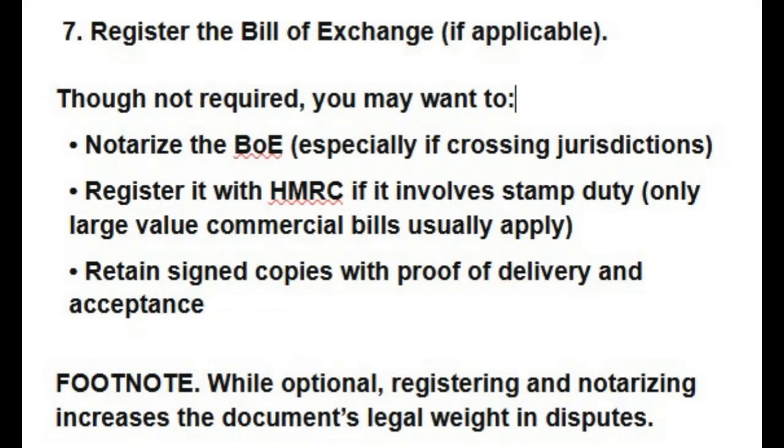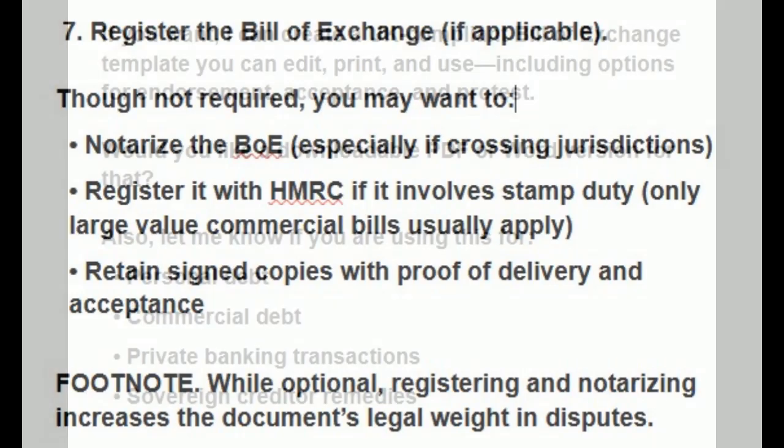7. Register the bill of exchange, if applicable. Though not required, you may want to bullet notarize the BoE, especially if crossing jurisdictions. Bullet register it with HMRC if it involves stamp duty. Only large value commercial bills usually apply. Bullet retain signed copies with proof of delivery and acceptance. Footnote. While optional, registering and notarizing increases the document's legal weight in disputes.